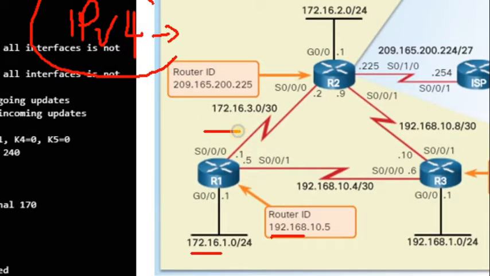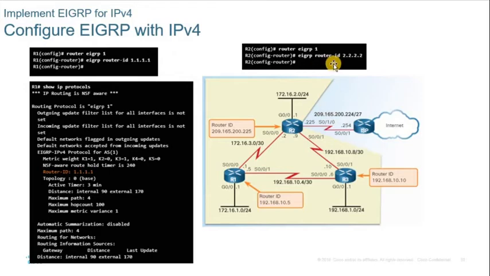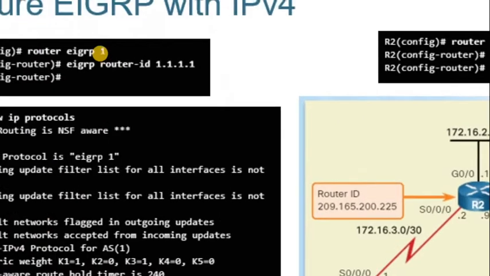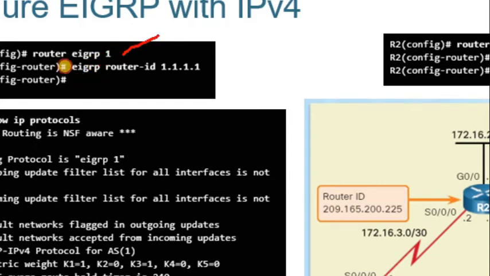Same scenario with R2. We configure 2.2.2.2 here, so that would be the router ID for R2. Now, for the Packet Tracer files that you're going to submit, if there is a requirement for you to change the router ID, then this will be the command. We configure it inside EIGRP. Once you enter the router eigrp command along with the autonomous system number, inside the config-router prompt, that is where we set the router ID.